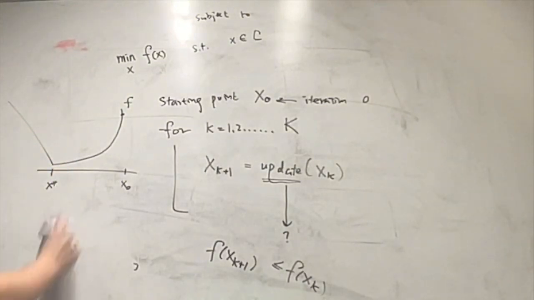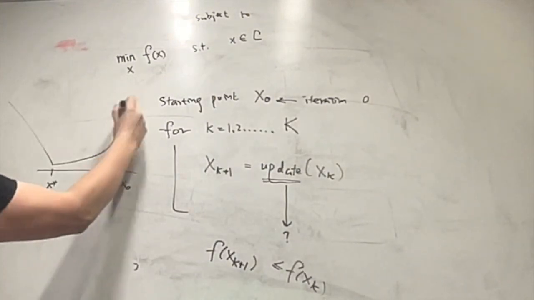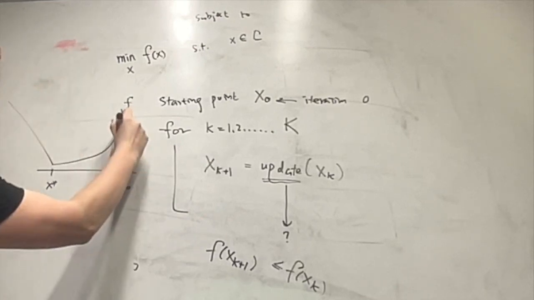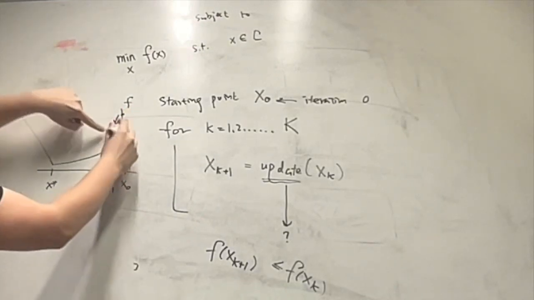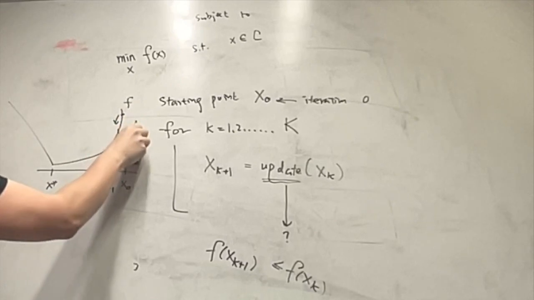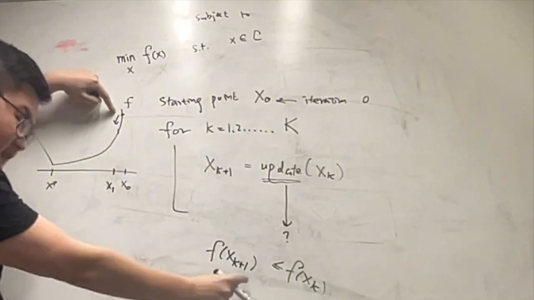We know this is the solution. So suppose I have a point here, and then I get x1, and let's say the algorithm said move to here, and then I get this point. So this is my x1. This function value, that means the value on the y-axis, is lower than the previous point. This is true, so good.